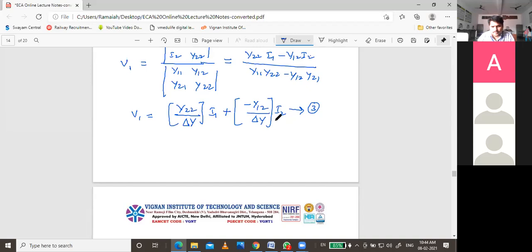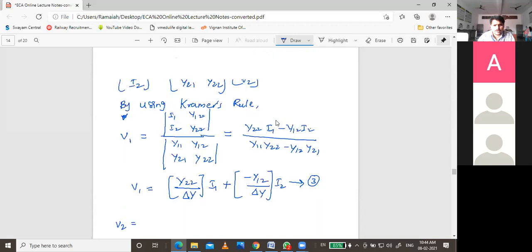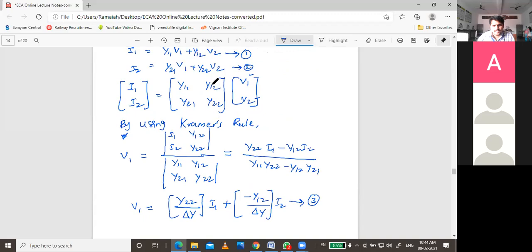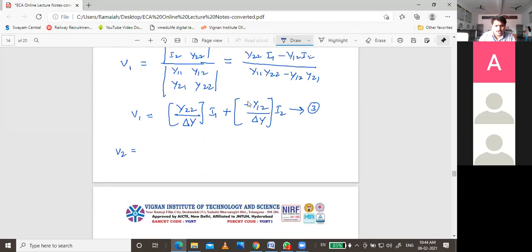Yes, sir. Now, next one is what? I want to find the solution for V2. So what do you have to do? Replace the second column with the I1, I2 vector. The first column stays as it is, because you are finding the V2 value, the second parameter. So I am writing the first column the same, Y11, Y21, the second column I1, I2, divided by the determinant Y11, Y12, Y21, Y22.